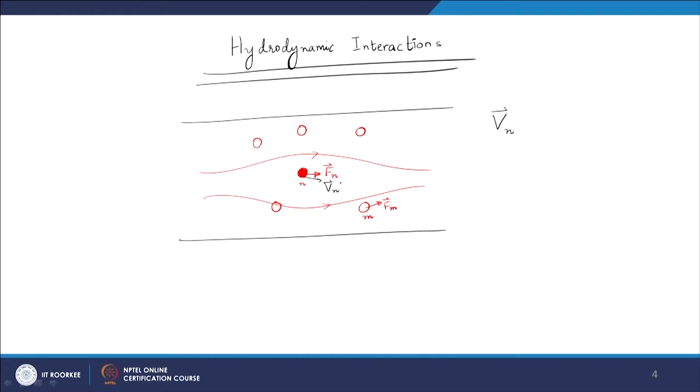of the nth bead, it must be related to the velocity of the mth bead, and in fact, it must be related to all possible values of m, that is, we must sum over all the m values going over all beads, and the coefficient of that relation is what is known as a mobility tensor. So, it must be a tensor, because a tensor dotted with a vector would give you a vector. This quantity is called a mobility matrix.